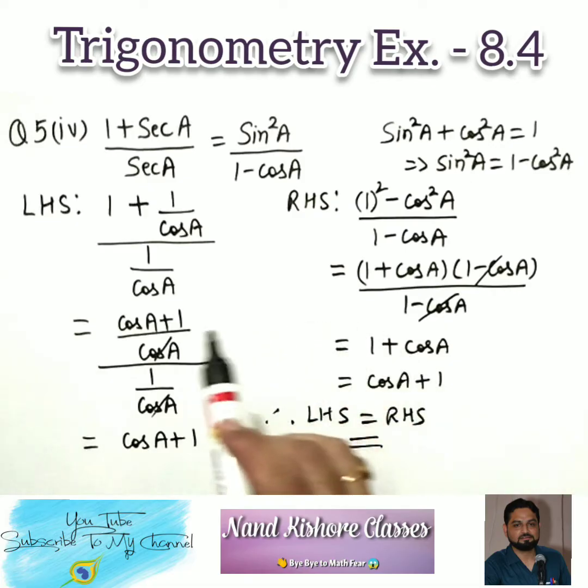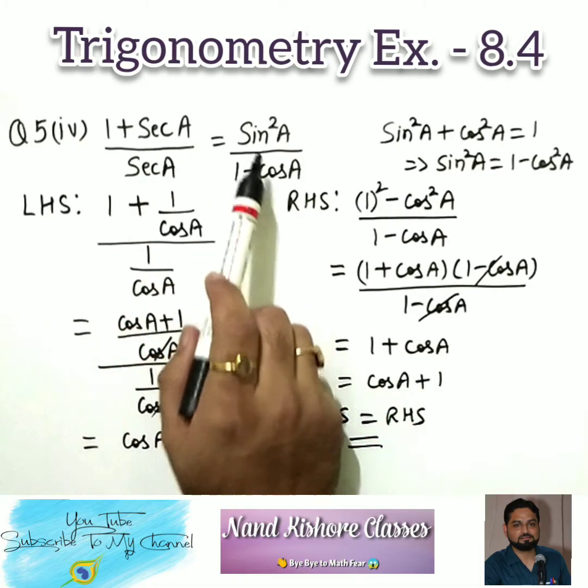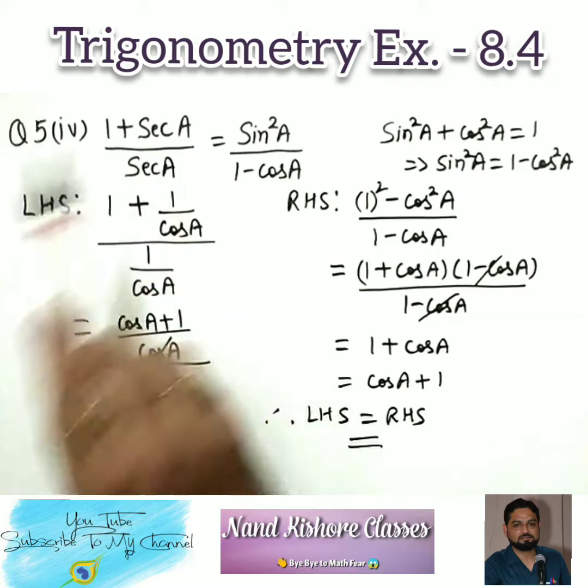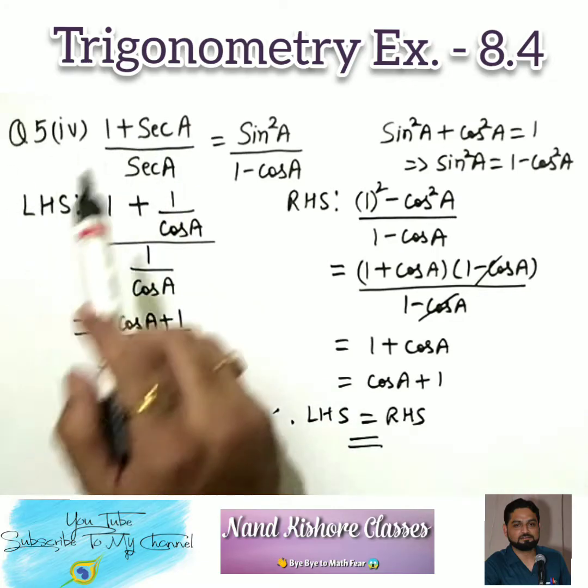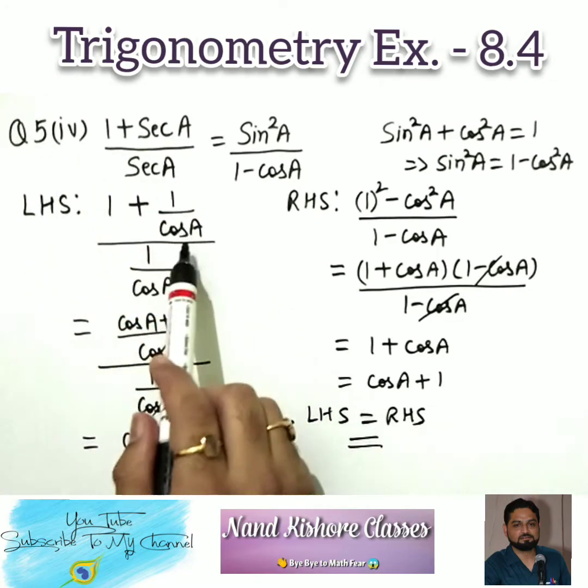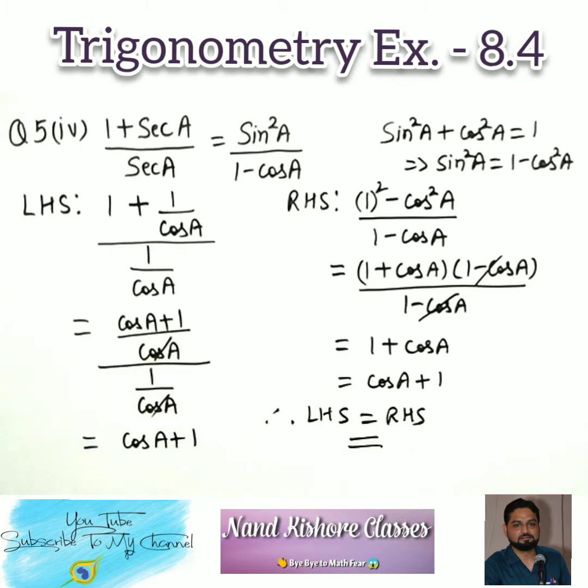It is a very easy question. The only thing we need to take care of is that in my right side, sine and cos are there, so my left side should be converted to sine and cos. So how did I try? I put secant a equal to 1 by cos a, right? So let's move to the next part.